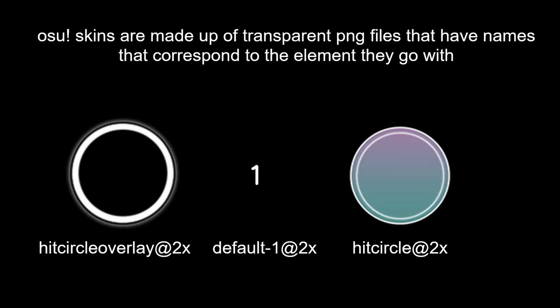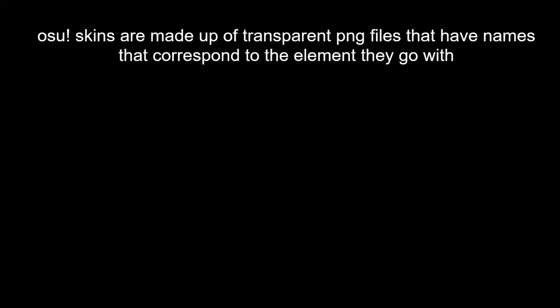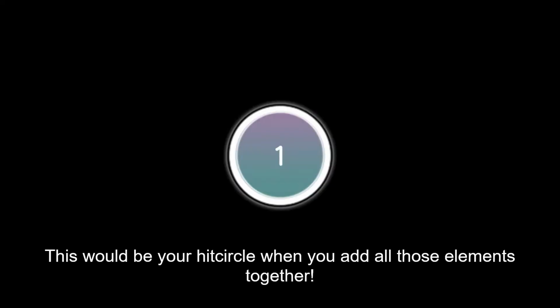Making Osu skins is pretty easy. It's not rocket science. Osu skins are made up of transparent PNG files that have names that correspond with the element they go with. So this would be your hit circle when you add all those elements together. I mean, it already looks so much nicer than the default skin.